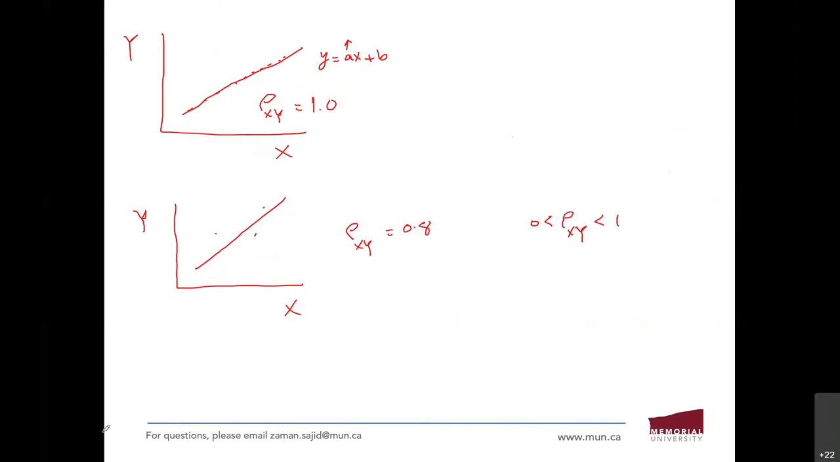For the negative slope, which I also drew previously, if you have this x and you have the y, and again you have a straight line, but this slope is the negative slope. So in that case, you will have rho of x, y as negative 1.